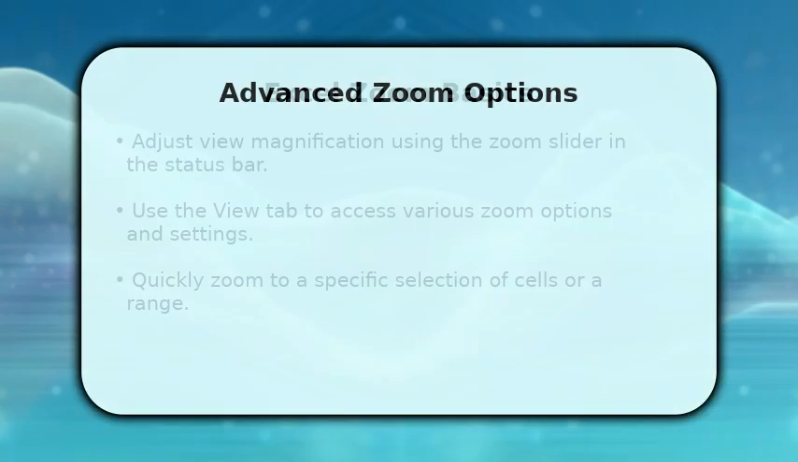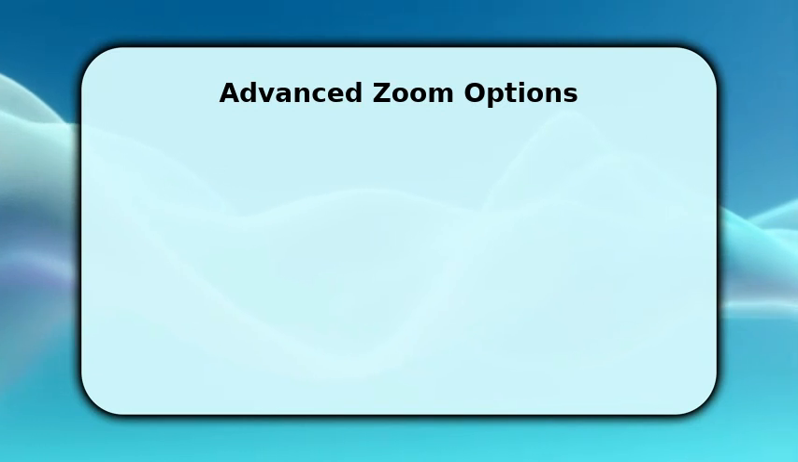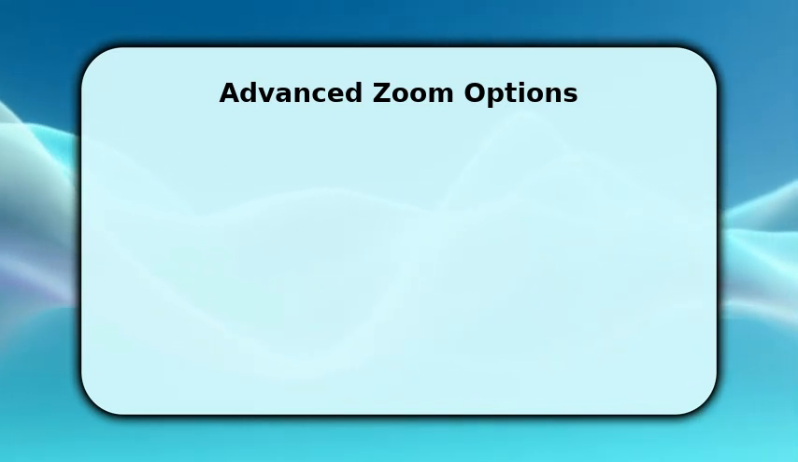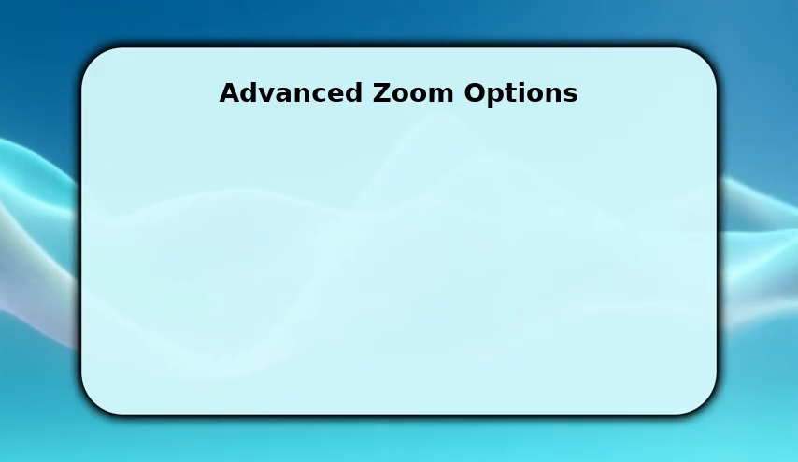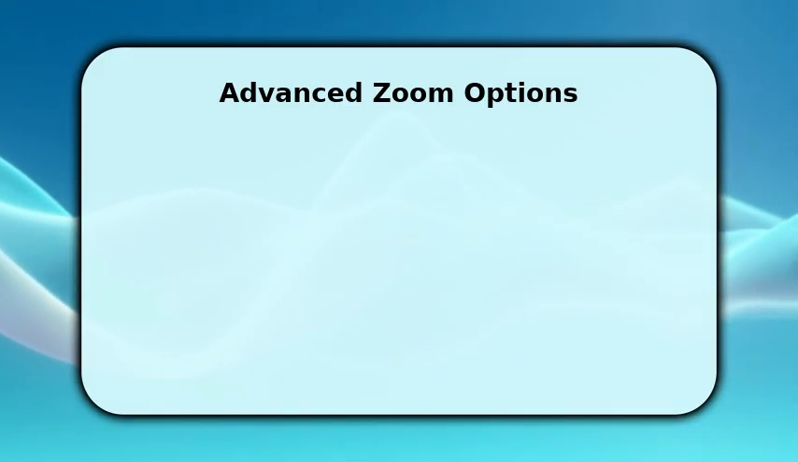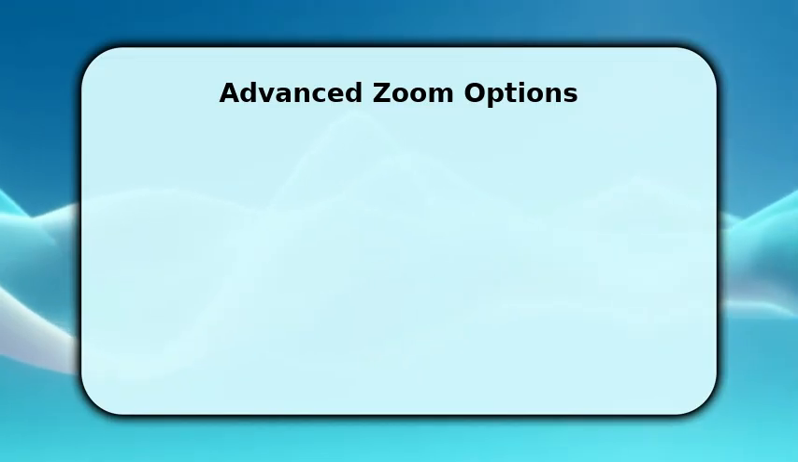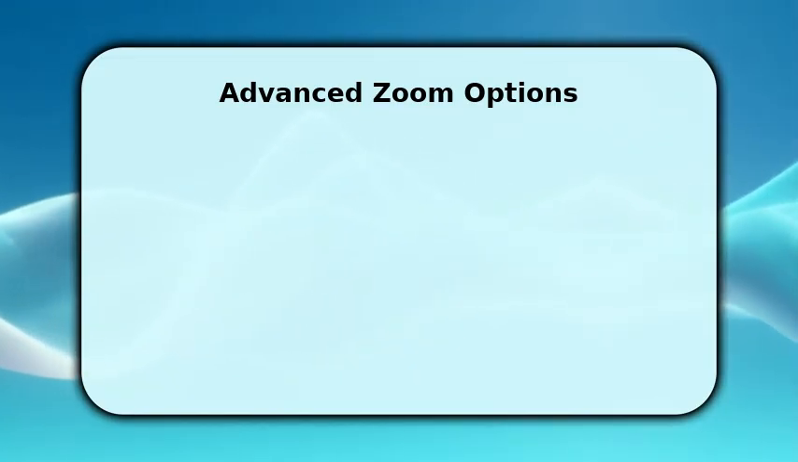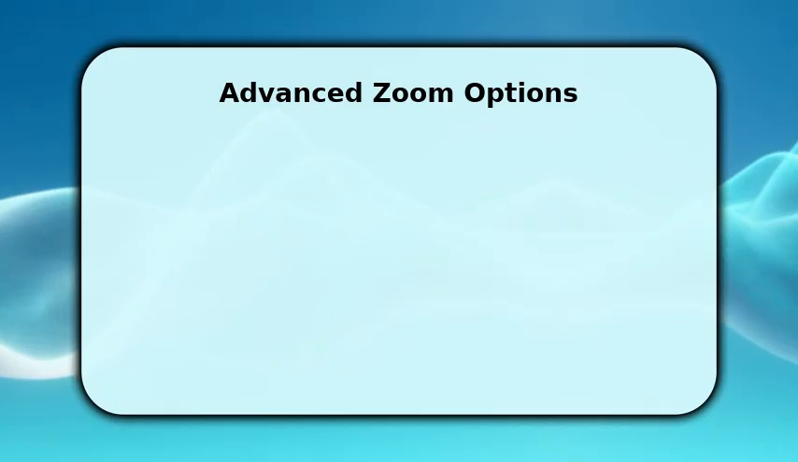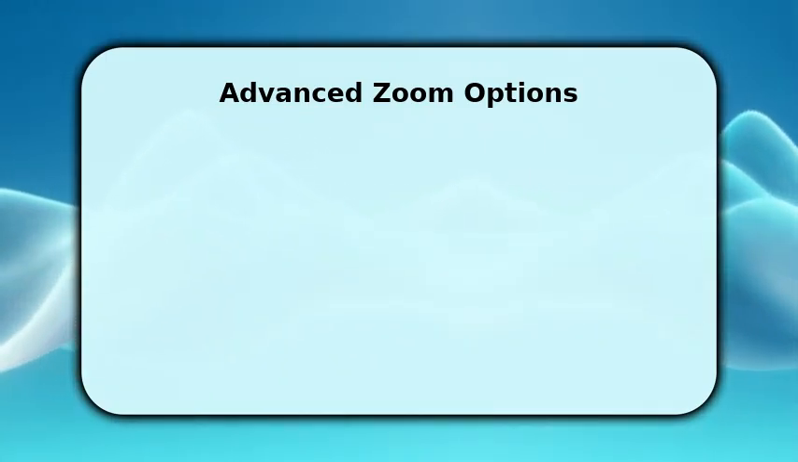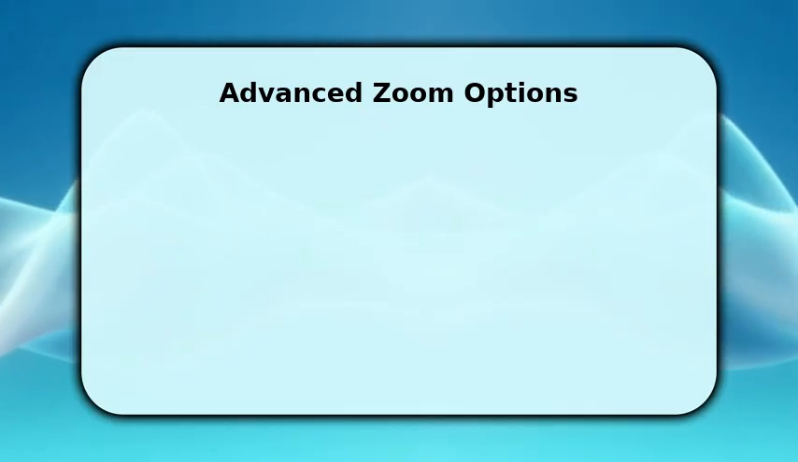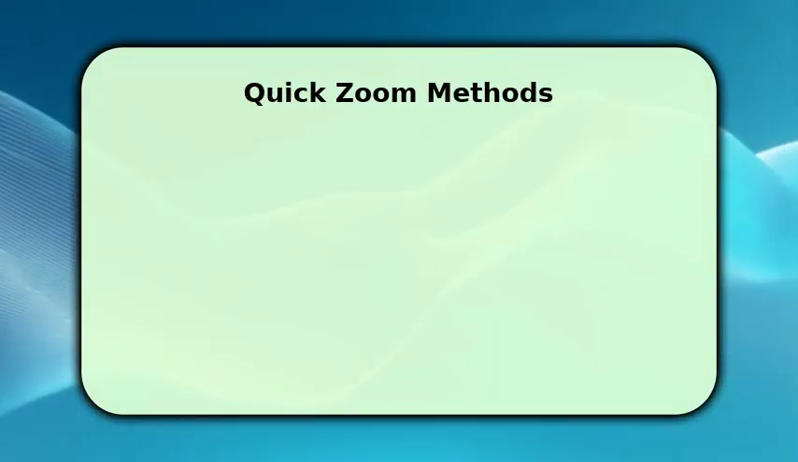data. For more precise control over your view, open the Zoom dialog box. You can find this under the View tab. Here, you can set a custom zoom level, anywhere from 10% to 400%, allowing you to fine-tune your display. This dialog also offers the convenient option to zoom to fit a selection, ensuring your chosen cells are perfectly visible within your current window. Want to zoom even faster?